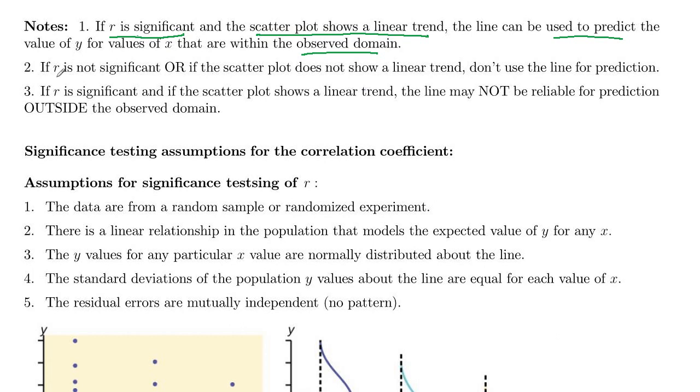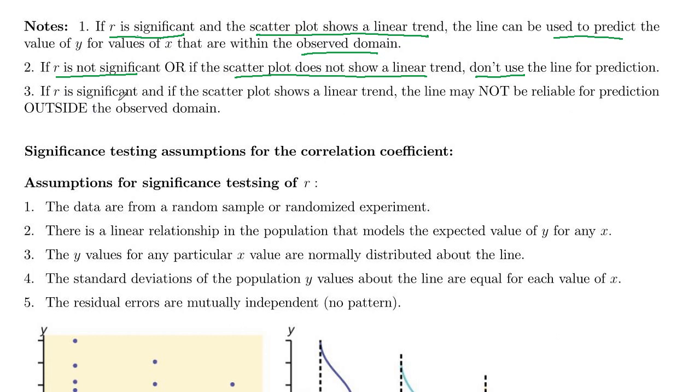Now if your R is not significant, or the scatter plot does not show a linear trend, so you can have a significant p less than 0.05, but if the R value is something like 0.1 or 0.2 that shows little or no linear relationship, then don't use that line for prediction. You want to have at least a moderate linear relationship.